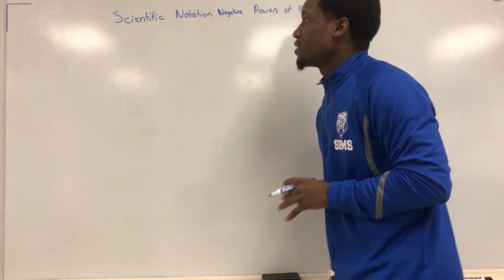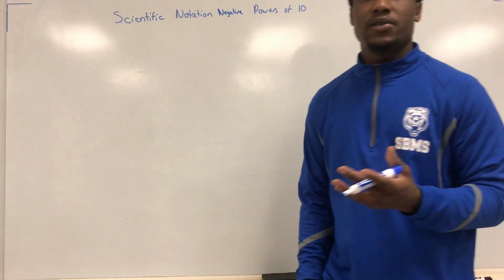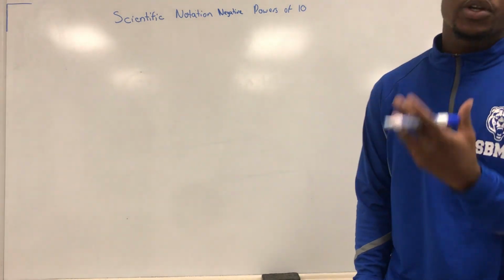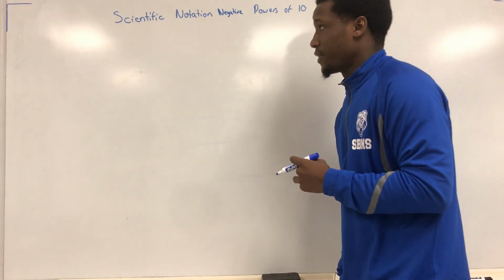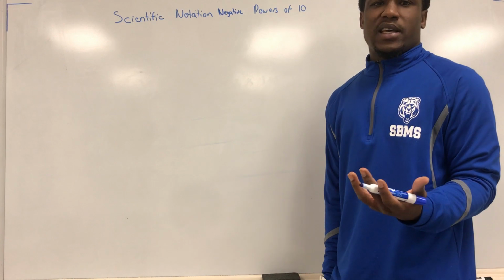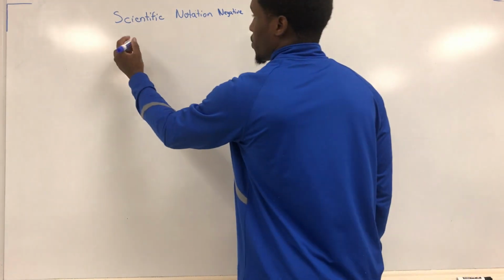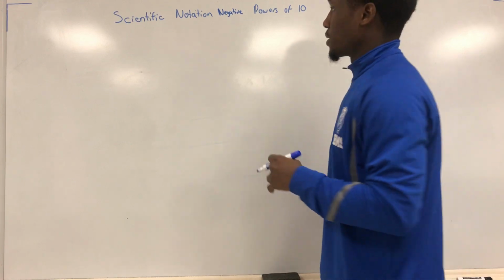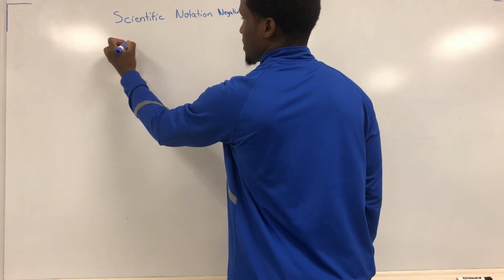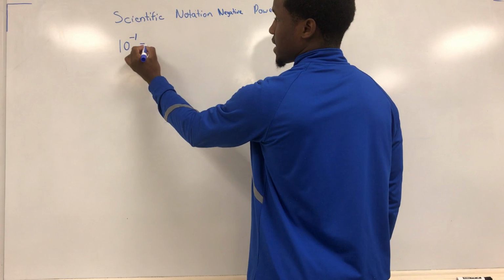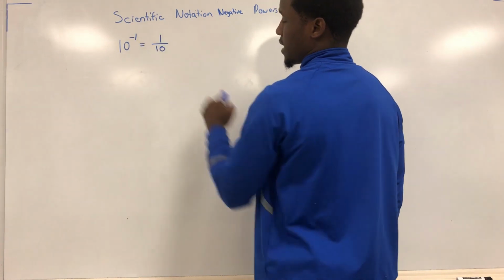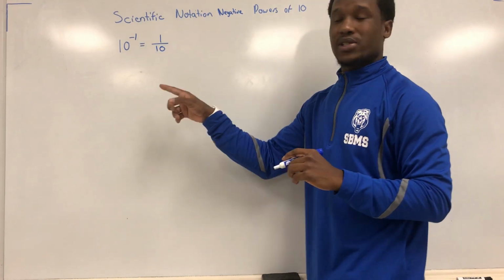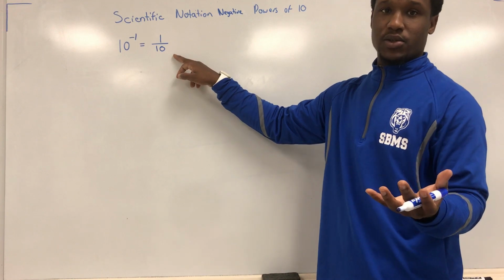Okay, so we've already done scientific notation with positive powers of 10. We're now going to do it with our negative powers of 10. So what is a negative power of 10? These are values that are in between 0 and 1, such as 10 to the negative first power. This is actually just equal to 1 over 10. So negative powers are essentially just fractions, okay?